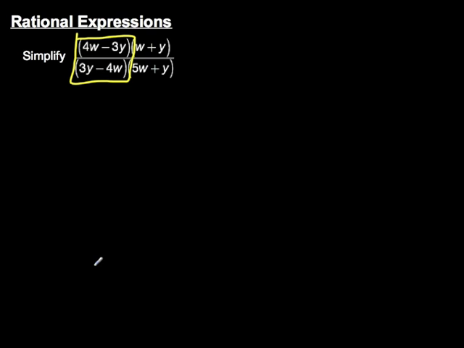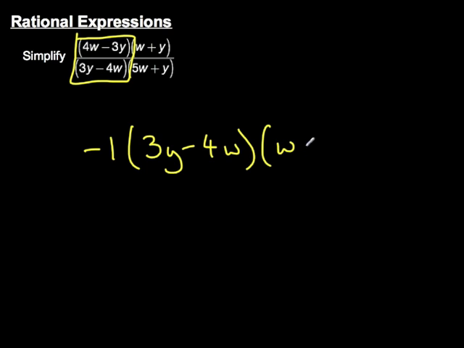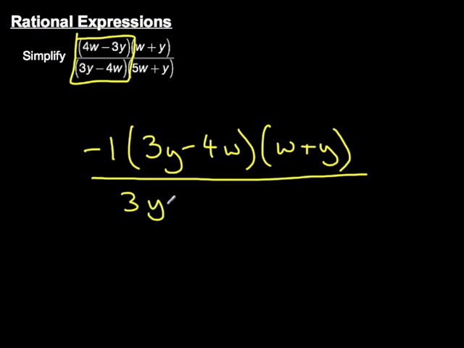If we pull out the negative 1 from the numerator, this expression becomes negative 4w plus 3y, which we can rewrite as 3y minus 4w. And the rest of the numerator is w plus y. The denominator I'm going to leave alone, 3y minus 4w, and 5w plus y.